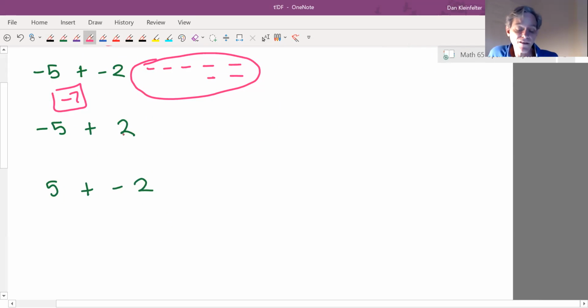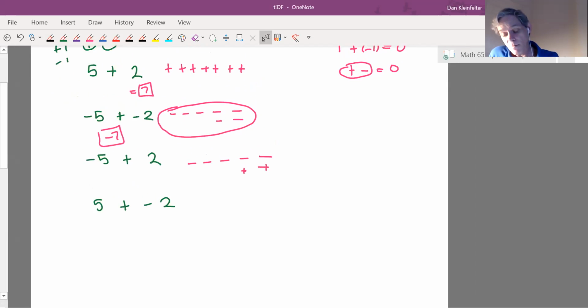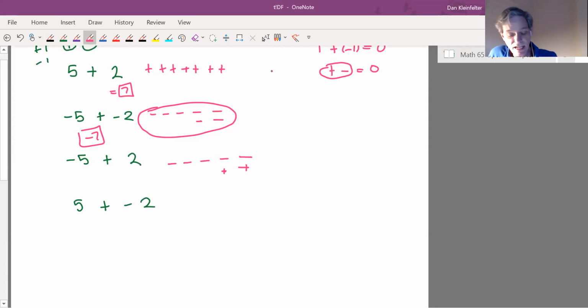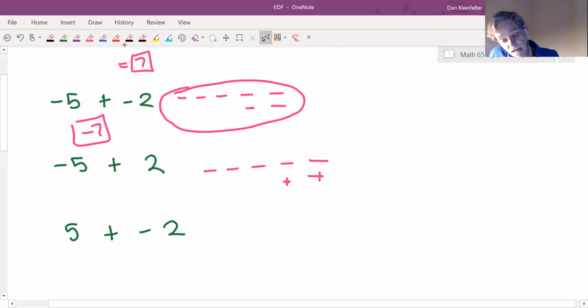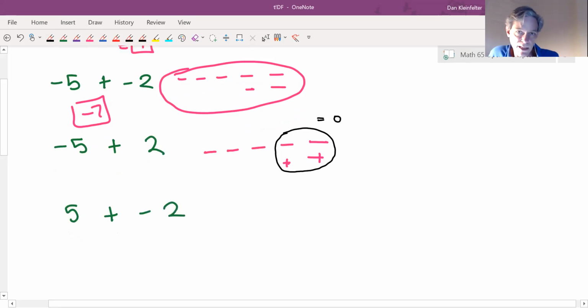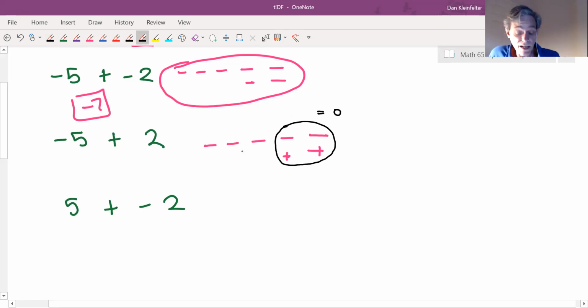Okay, negative 5 plus positive 2. So this would be negative 1, 2, 3, 4, 5, and 2 positives. Okay, remembering our important fact that a negative and a positive together equals 0, I know that these two are going to equal 0. Okay, a negative and a plus are going to equal 0. What's left over is 3 minus signs, which is why our final answer is going to be negative 3.